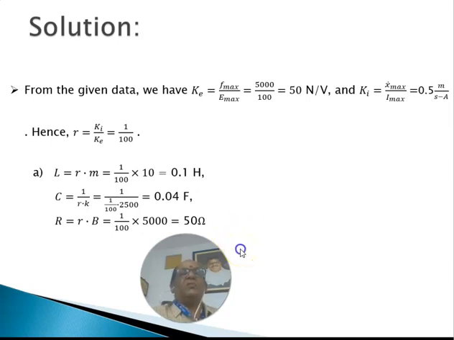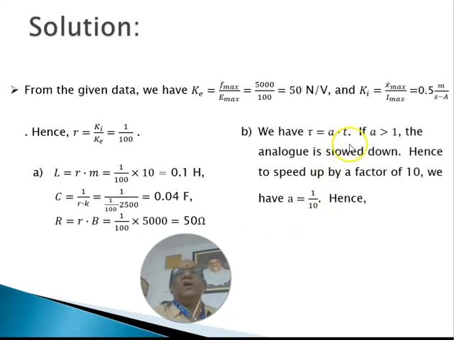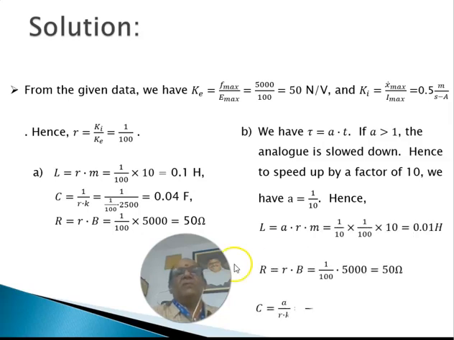In the second problem, you are asked to find the time scaling. Because you are speeding up by a factor of 10, you have A is equal to 1 by 10. Hence, you have L is equal to A r M, capital R is equal to r times B, C is equal to A by r K. Carefully go through this problem once or twice. If you have questions, you can always ask me.